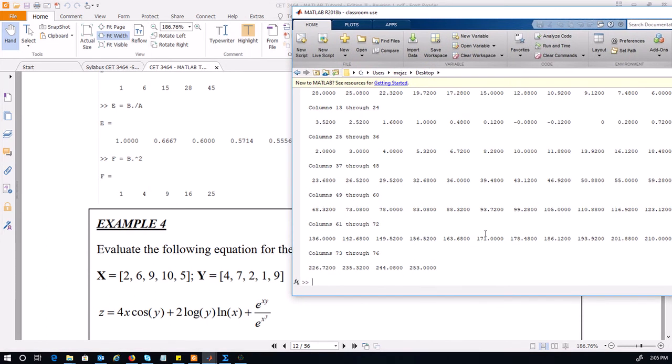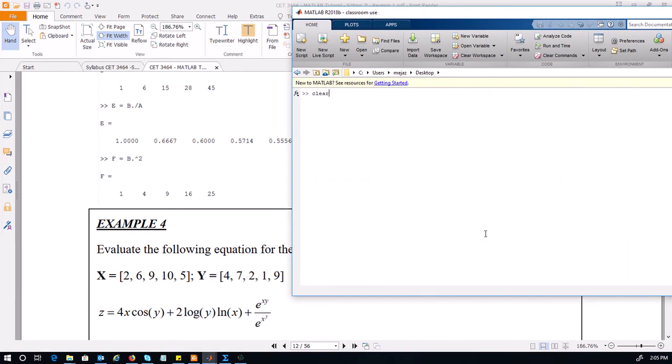Okay. So I'm going to clean the screen. I'm going to clean all the variables. So let me go ahead and define x now. So my x is 2, 6, 9, 10, 5. And then my y is 4, 7, 2, 1, 9. All right. And then I'm evaluating z. And observe that x and y both are vectors. Of course, both need to have the same length, the same dimension.